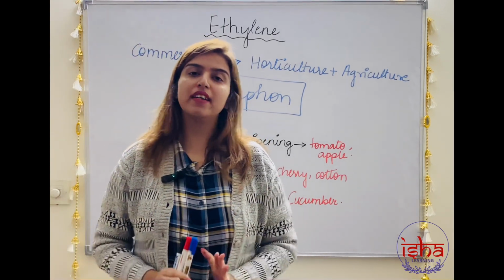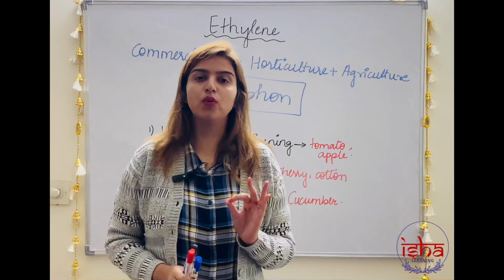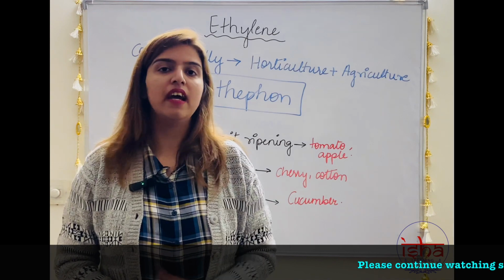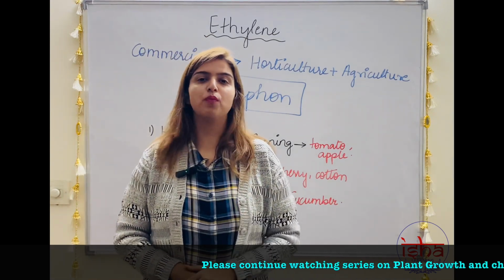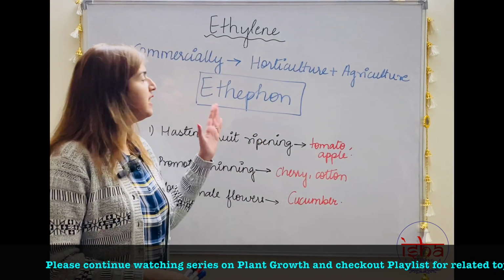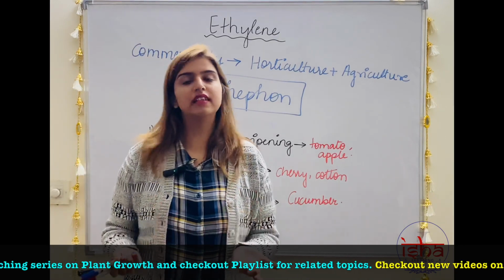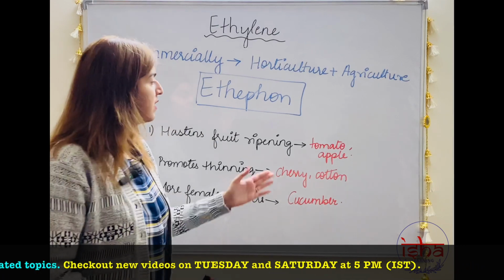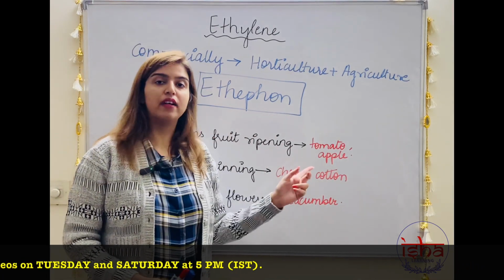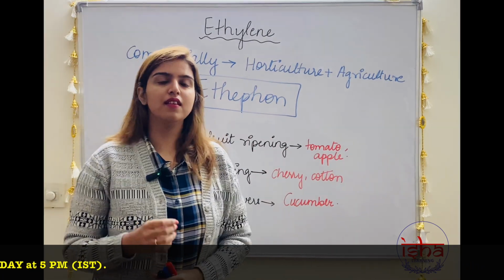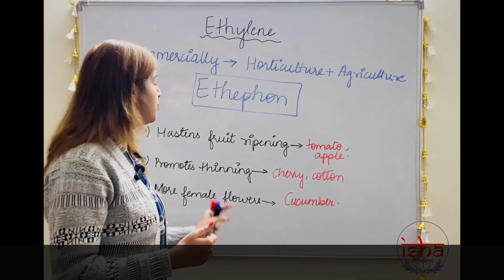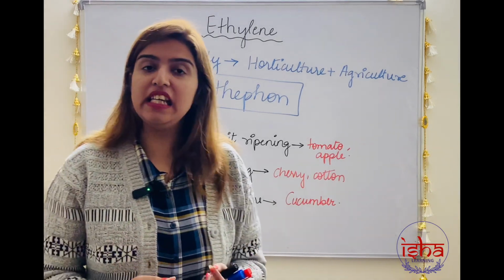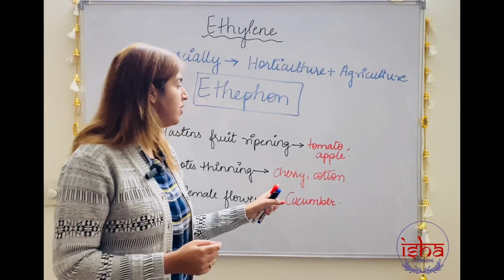So a common practice for farmers is to pluck the fruit when it is mature but in an unripe state. And when the fruit reaches the market, it is sprayed with this Ethephon solution that causes the ripening of the fruits, and then it is sold off in the market. This practice is used in plants like tomato and apple. The second important function is that it promotes thinning in commercially high value yielding crops like cotton and cherry.